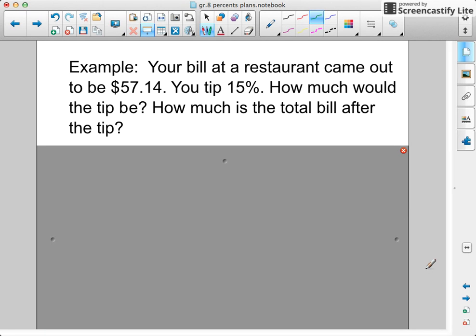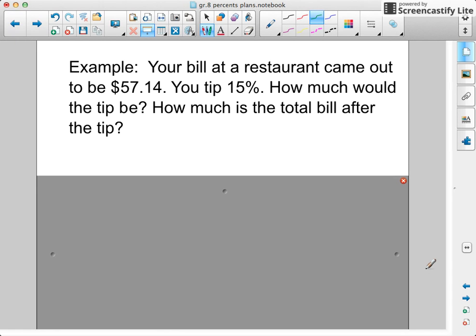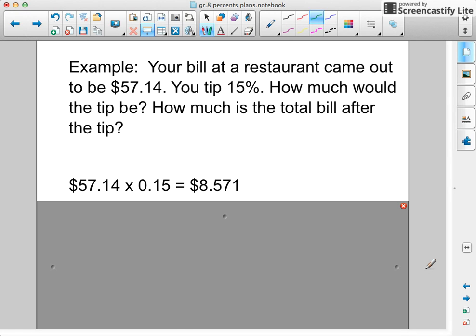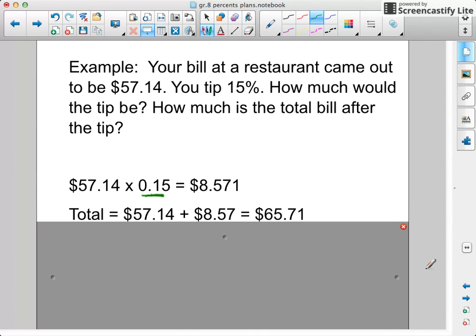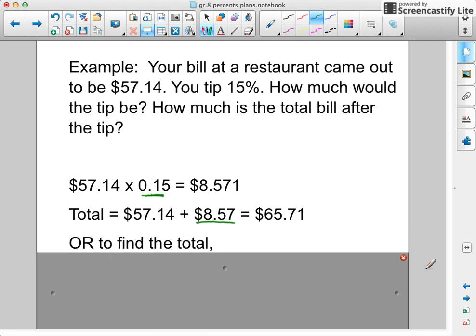Your bill at a restaurant came out to be $57.14. You tipped 15%. How much would the tip be, and how much is the total bill after the tip? Well, we have to find what 15% of 57.14 is. So take my 57.14, times it by the decimal form of 15%. I would get $8.57 is my tip. My total, so I would take my $57.14 now and add the tax onto it. My total is $65.71. Sorry, I added the tip on, not the tax.